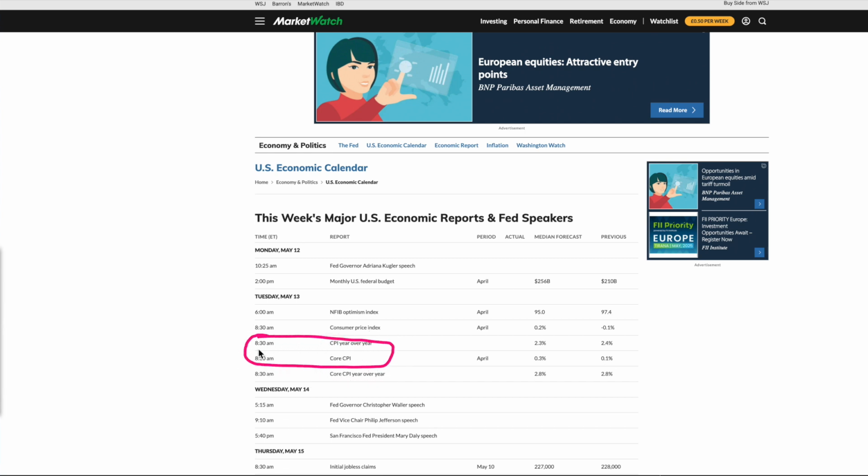The USA time, i.e. Eastern time, is 8:30, which is UK time 1:30. The previous print was at 2.4%, and the forecast is at 2.3%. So if the figures come in anything different to that, then do expect a lot of volatility tomorrow just before the markets open.